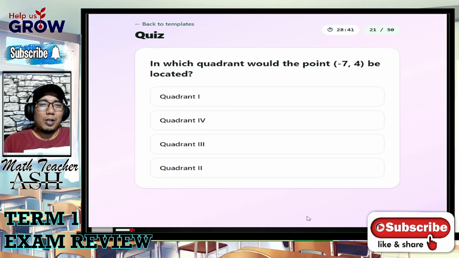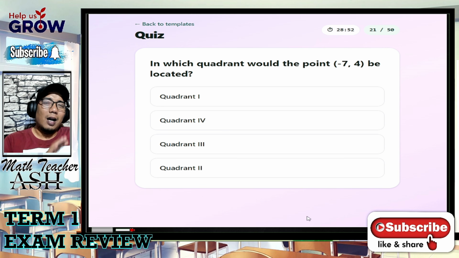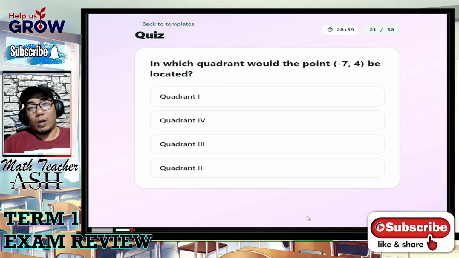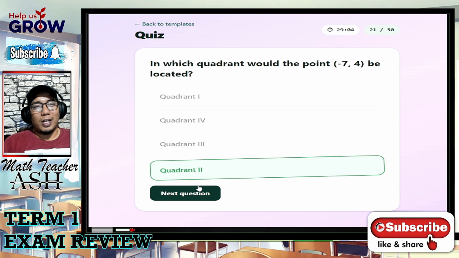Alright, my dear math learners. As you can see, (-7, 4) is negative for the x-axis and positive for the y-axis. If we check your Cartesian plane, that is in the upper left side. The upper left side is known as what? Quadrant 2. Very good. Let's check whether we are correct. Easy, right? So now let us go to the next question.